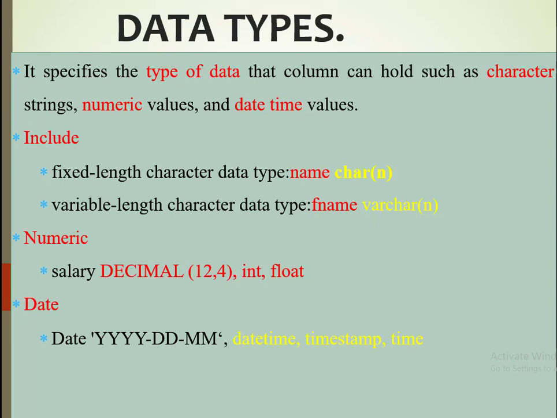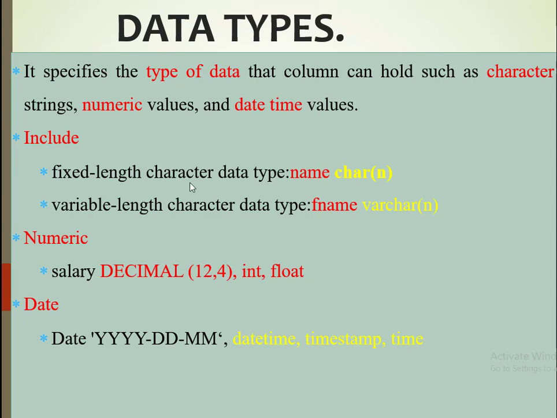There are a number of categories for data types. The first one is a character. Character is divided into two. One is what is referred to as a fixed length character type. In this given case, it's abbreviated as char, short form of character. N implies the number of characters to be populated.